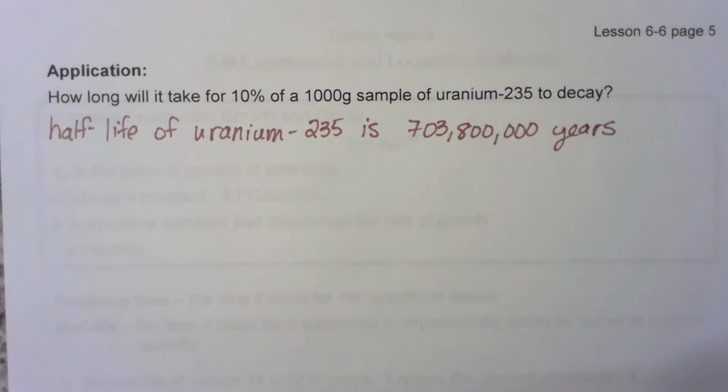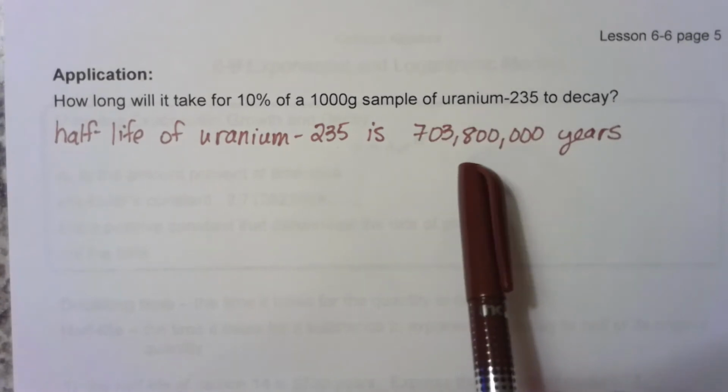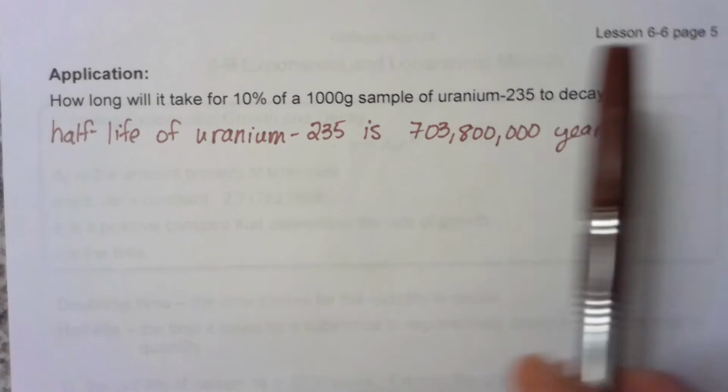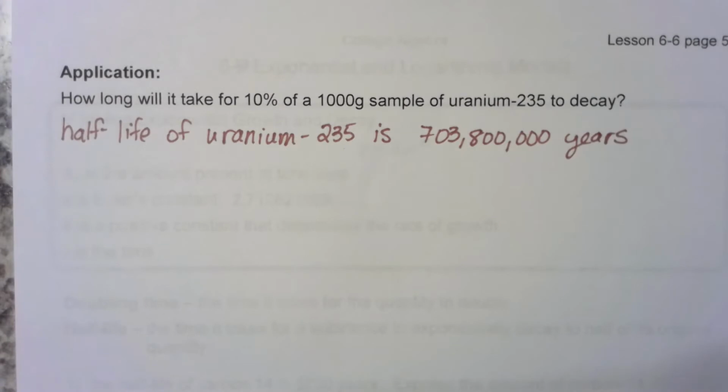How long will it take for 10% of a 1,000 gram sample of uranium-235 to decay? Now, according to your textbook, the half-life of uranium-235 is 703,800,000 years. Now, what that means, just to review, is it takes this long for half of the particular substance to go away.